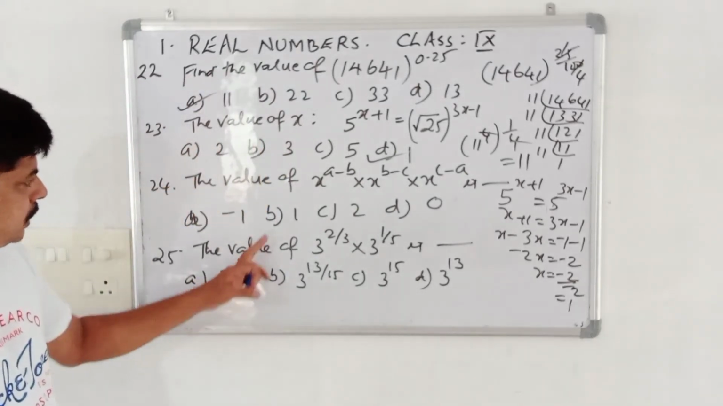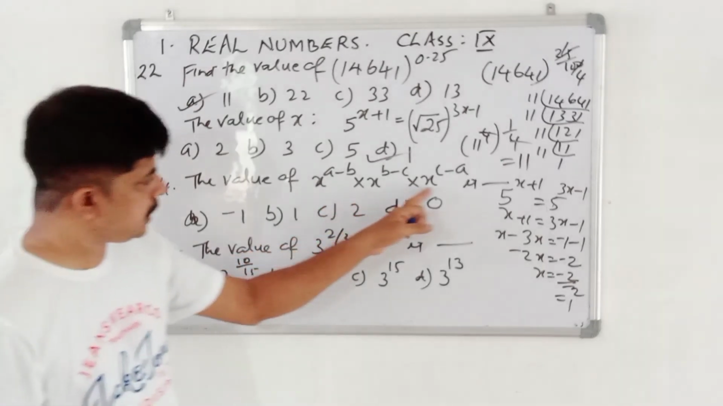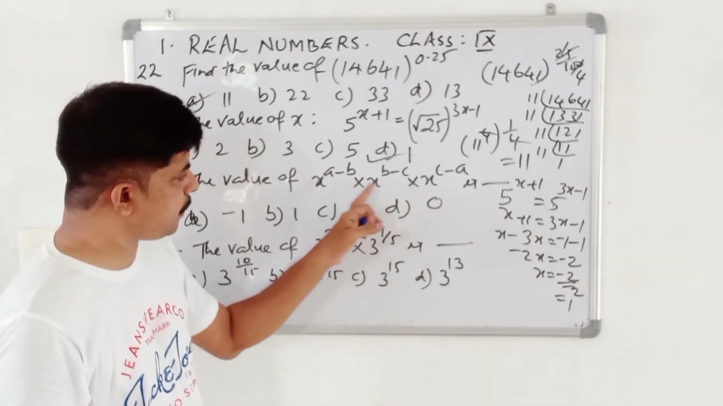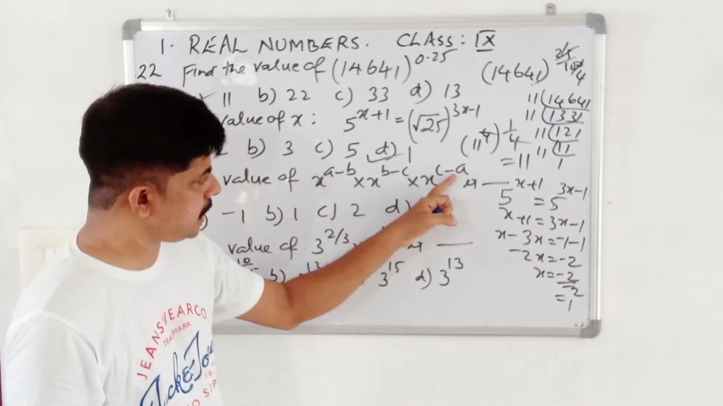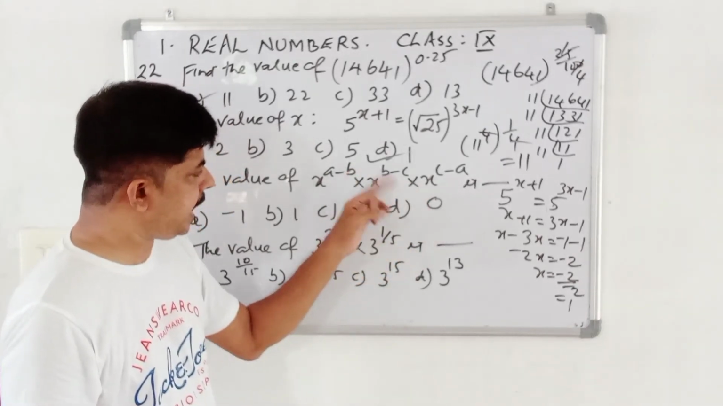Now let's look at the third question. In the third question we can see the powers with the same base. When the powers have the same base, what will we do? We have to add the powers. x raised to a minus b, x raised to b minus c, x raised to c minus a. They are all powers with the same base. We will be adding the powers.